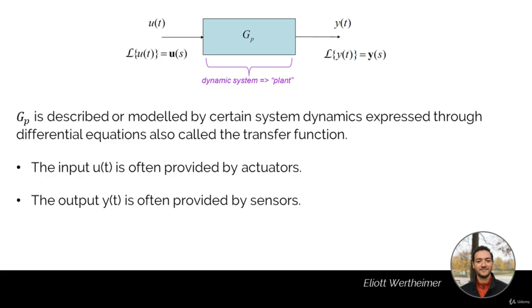The output is often provided by sensors. To make this clear, of course the output, which is the speed, the velocity, is actually produced by the car or the motorcycle. But what I mean here by provided is that it is provided to us. So we need to have a way to measure the output to be able to know how our control is going. In this case of the motorcycle or the car, the output is actually provided by a speedometer, which is a sensor.